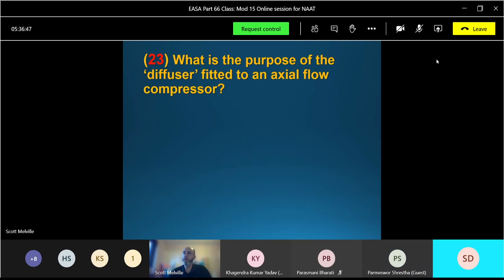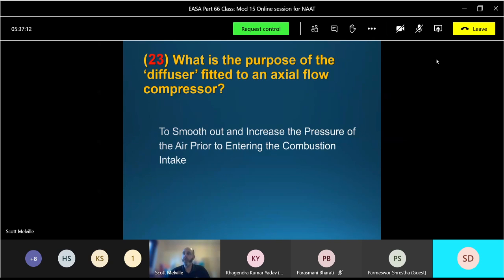What is the purpose of the diffuser fitted to an axial flow compressor? Or centrifugal, it does the same thing. Reduce velocity and raise pressure. Yeah, it slows it down a little bit before it goes to the combustion chamber, so it's not too fast. Otherwise, it would just blow through and we wouldn't get a chance to mix properly. So smooth out and increase the pressure of the air prior to entering the combustion intake.